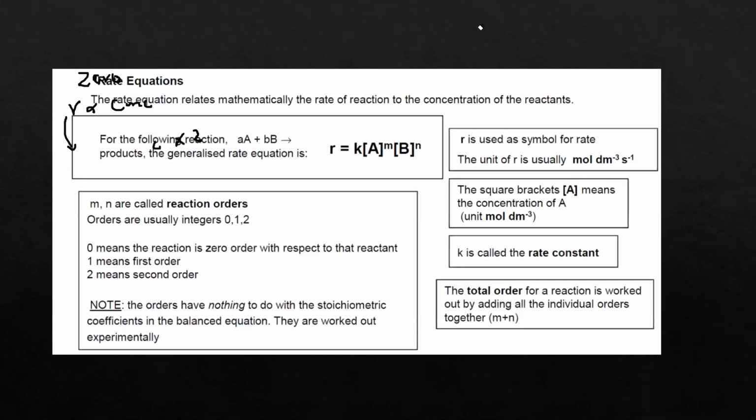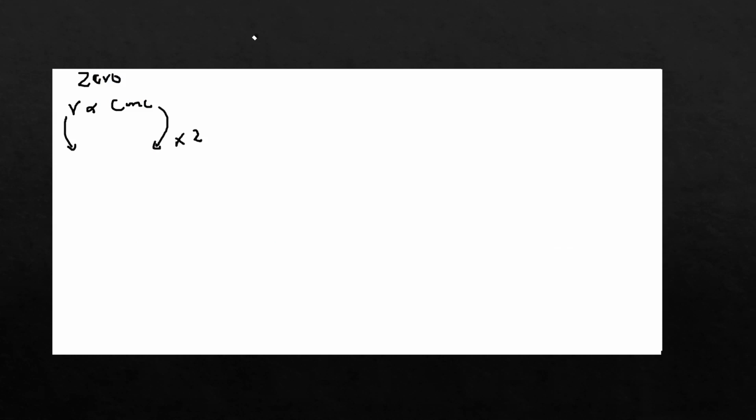So if we have a graph between rate and concentration, for a zero order, if we double the concentration, the rate will remain same. Like if I say originally rate was 2 at some concentration. If we double the concentration, there will be no change in rate. If we triple the concentration, there is no change. It will remain same.